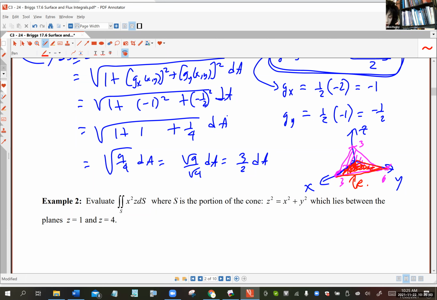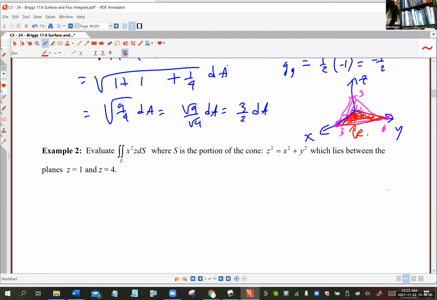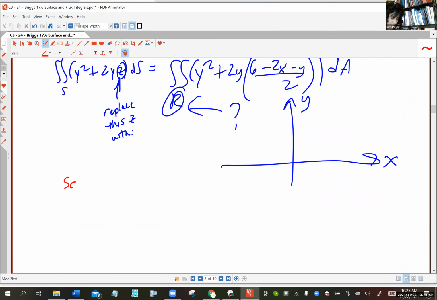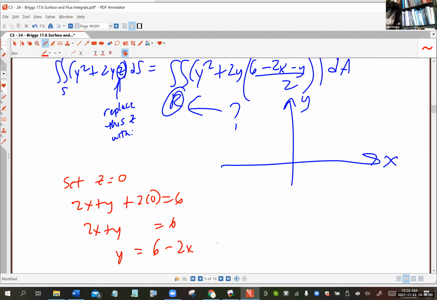So how do you get that? Well, if you set z equal to 0, you'll be able to see the trace that the plane makes. So if you set z equal to 0 in the plane equation, you'll get 2x plus y plus 2 times 0 equals 6. So you get 2x plus y equals 6. And if you solve for y, you're going to get a diagonal line that looks like this. And we're in the first quadrant, since they told us we're in the first octant. So this is the region R that we are integrating on.